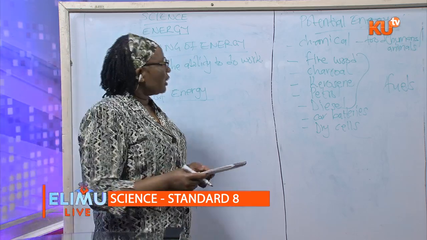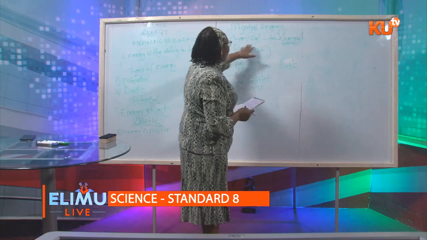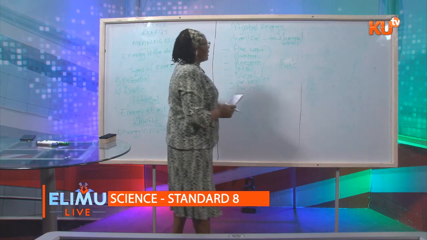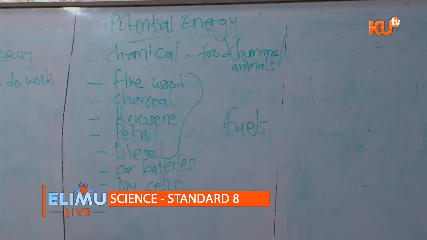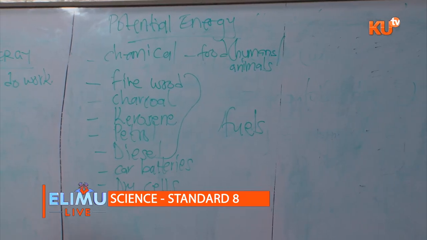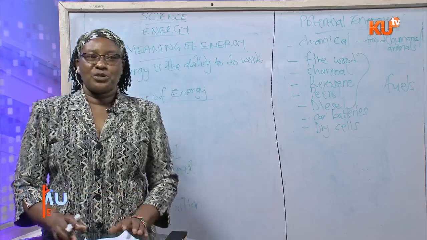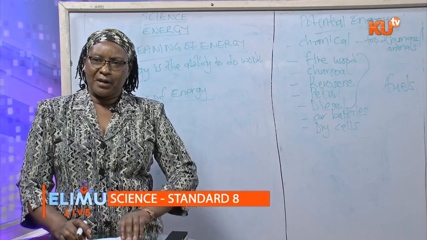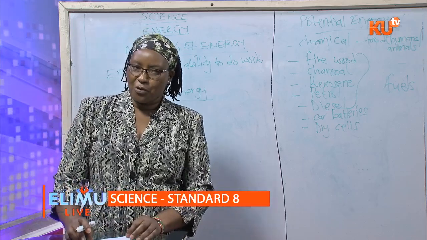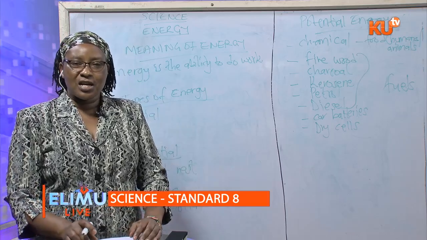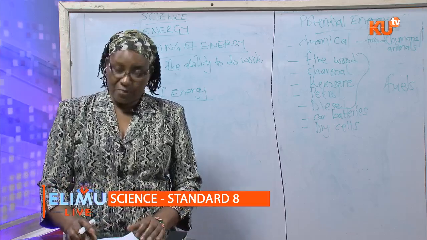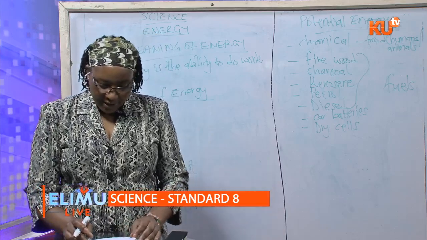Now, back to chemical energy in the food that we eat, or the food that animals eat. Now, the food that we eat contains chemical energy. When it's digested in our bodies, heat is released. I'm very sure that at one time maybe it was cold or chilly, but after taking breakfast, you started feeling warm. This is because you ate some food, and during digestion, when food is digested, heat is released.